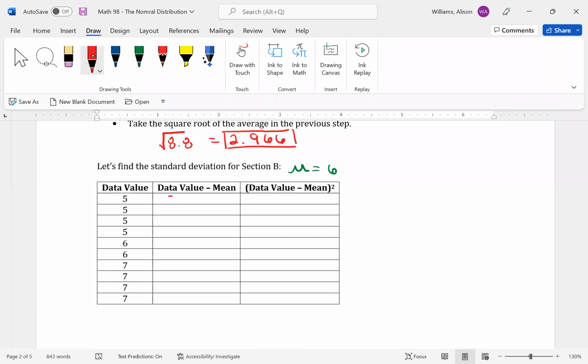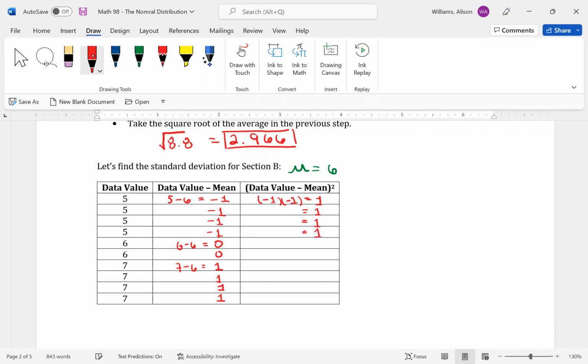So I'm going to subtract each of these. Now this is going to be really boring because so many of them are the same. So 5 minus 6 is -1. This is -1, -1, -1. Okay, so 6 minus 6 is 0 and 0. And then 7 minus 6 is 1 and 1 and 1. Okay, wow, really boring.